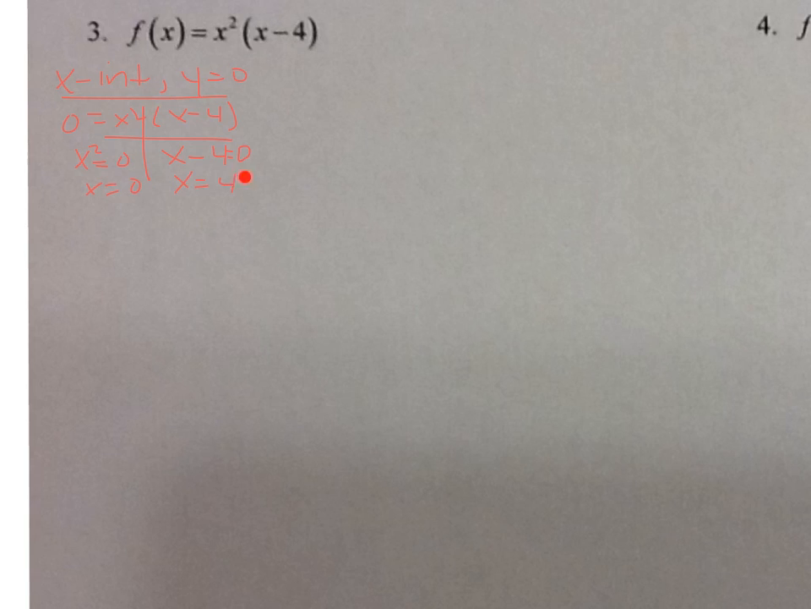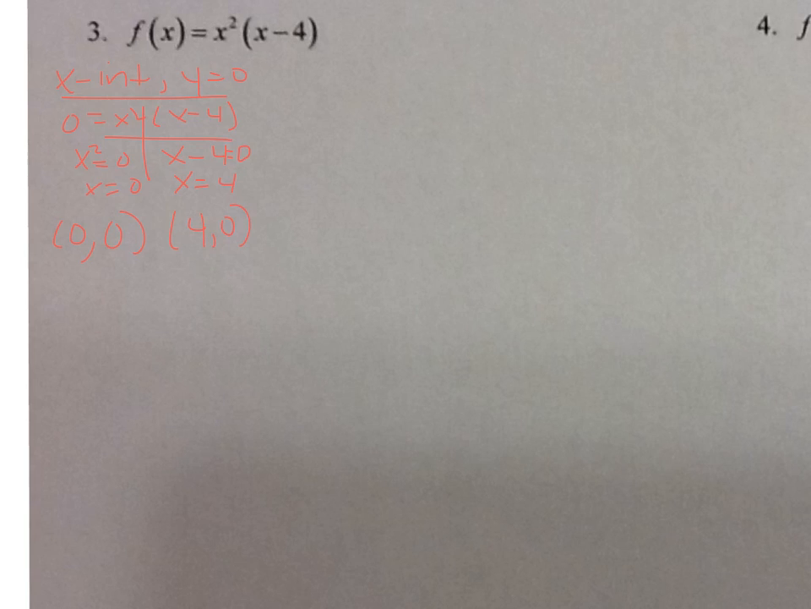So remember, if I leave it like this, those are my zeros, those are my roots. As my x-intercepts, I have to write them as points. So my x is 0, my y value is 0. X is 4, my y value is still 0.